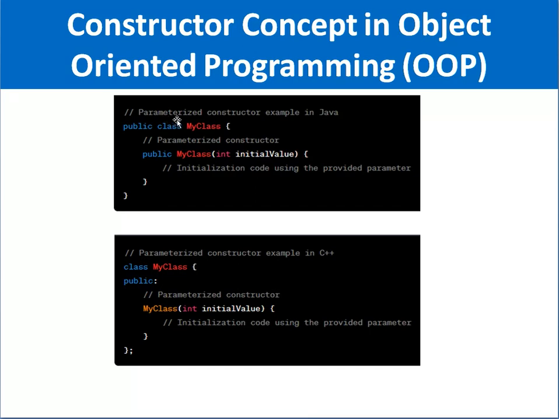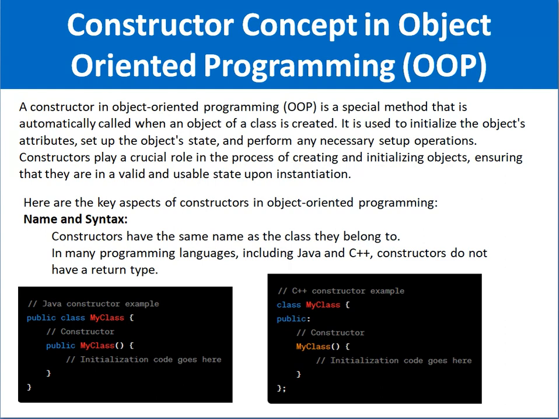For example, this is an example of a parameterized constructor: public class MyClass, and this public MyClass(int initialValue). So this is an example of a constructor which takes the input parameter initialValue as an integer. This is called the parameterized constructor. However, this is an example of the default constructor.